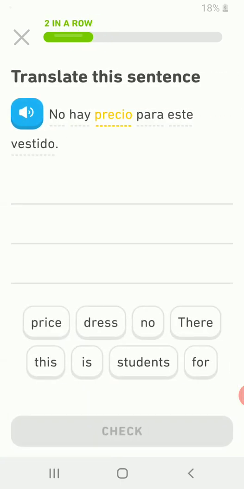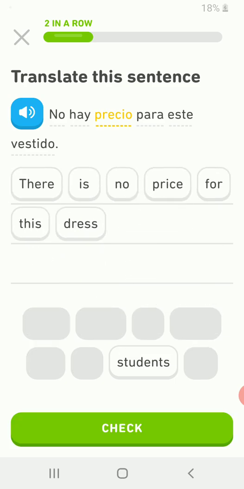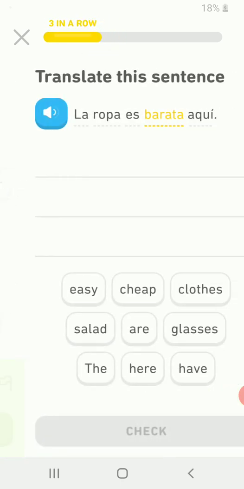Yes. No hay precio para este vestido. So there is no price for this dress. Precio. El precio is the price. This is a new word as well.